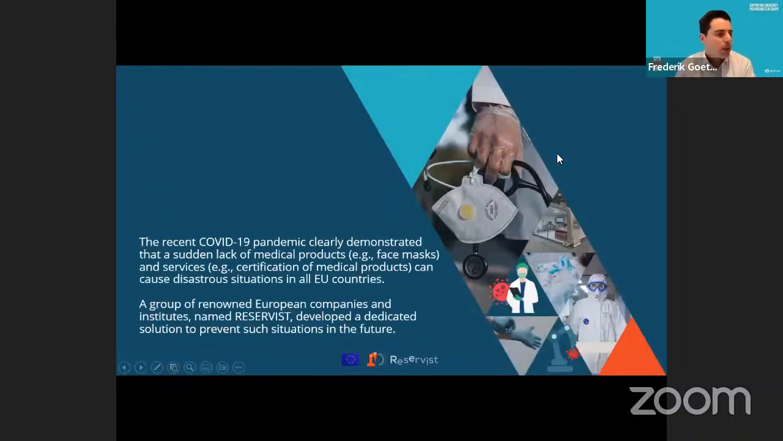So why are we doing this project? I think it's clear that the recent COVID pandemic demonstrated that a sudden lack of medical products and services can cause disaster situations in all European countries. That's why we have set up a group of European companies and institutes, and we developed a solution to prevent such situations in the future.